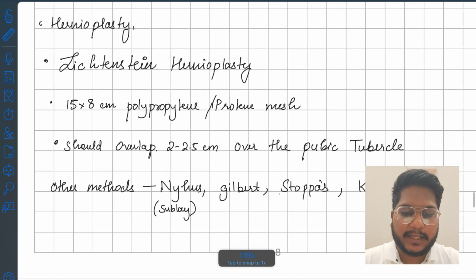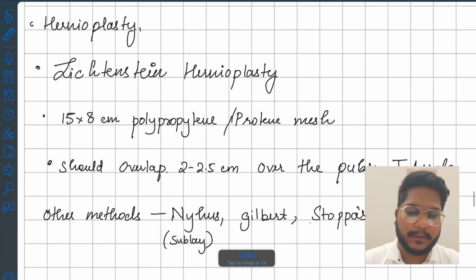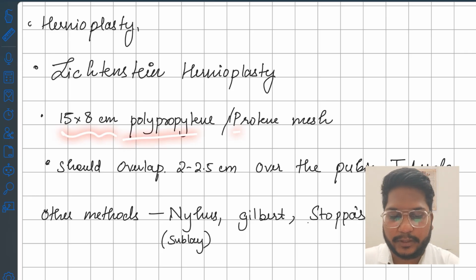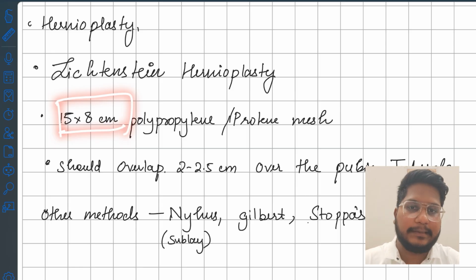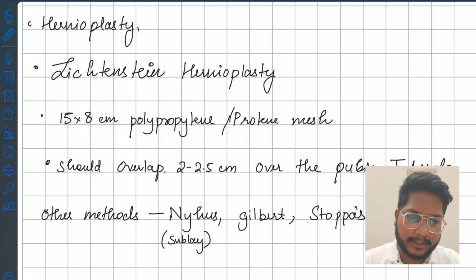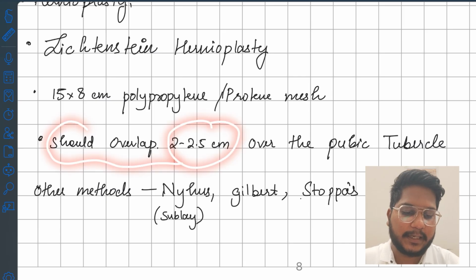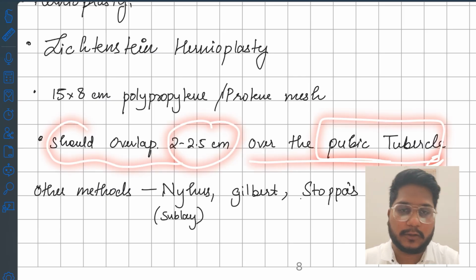Next is the hernioplasty. The most common hernioplasty performed is Lichtenstein repair, and it is done via polypropylene or Prolene mesh, which is around 8 into 15 centimeter. 15 is in length and 8 centimeter is in width. It should overlap 2 to 2.5 centimeter over the pubic tubercle. This is one of the rules.